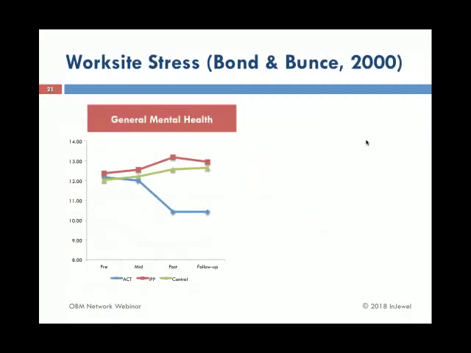So this is one of the most cited early studies on the application of ACT in the workplace. One of the reasons that it's so important is that it was a randomized clinical trial, an RCT. The title of this study was Mediators of Change in Emotion-Focused and Problem-Focused Worksite Stress Management Interventions.